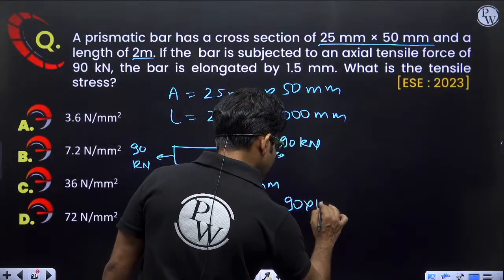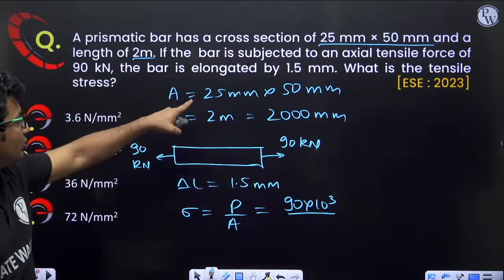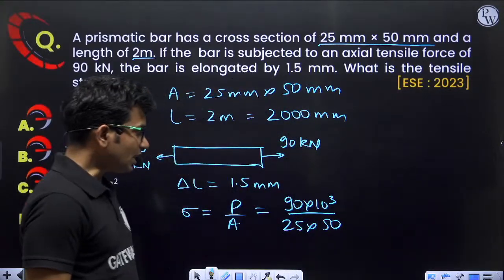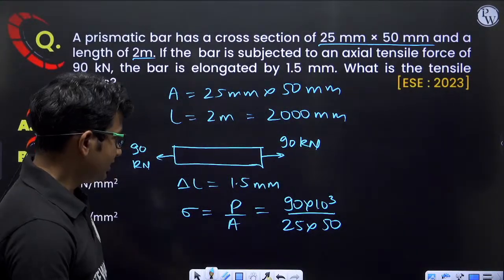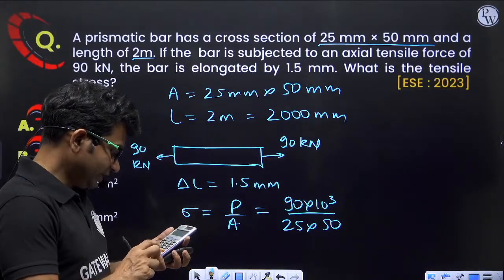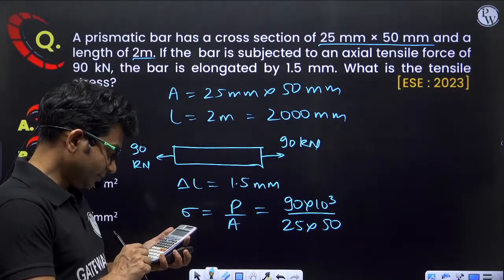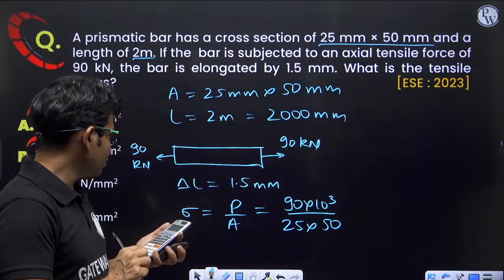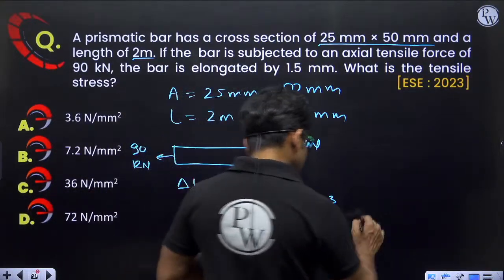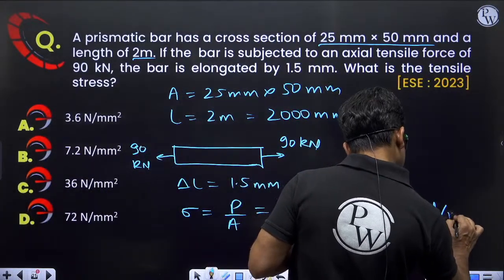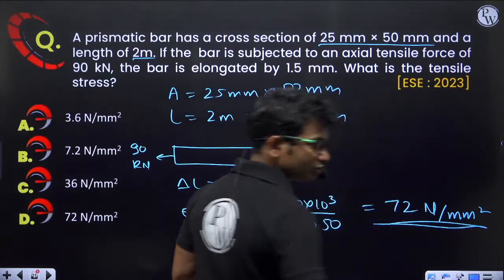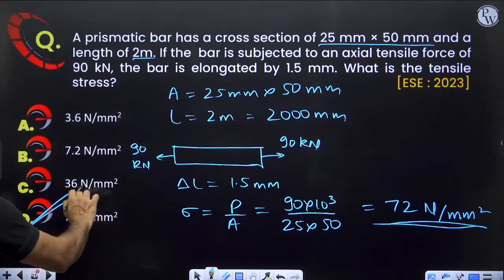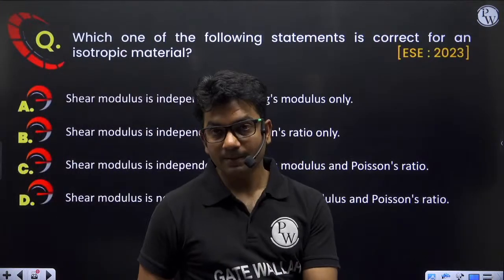So 90 into 10 to the power 3, divided by the cross sectional area 25 into 50. Easy. Let us calculate. I am using a calculator, but you don't have to use a calculator because you need to give an examination and you need to increase your calculation speed. It comes out to be 72 Newton per mm square. 72 Newton per mm square is the correct answer. So option D is the correct answer. Okay, let's move on to the next question.